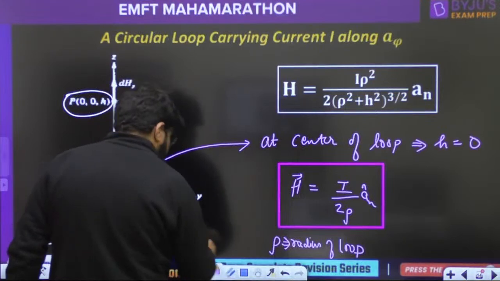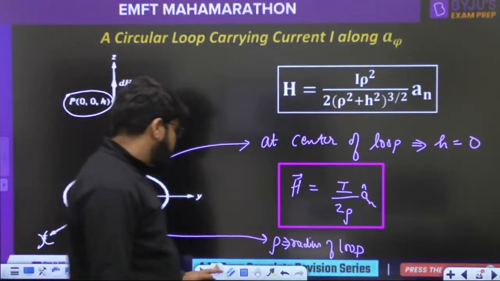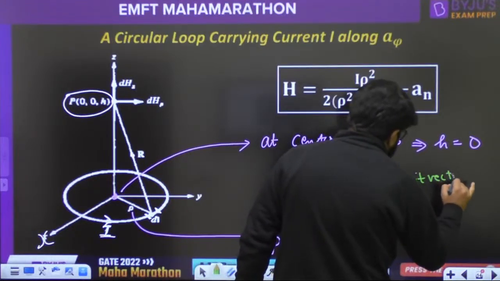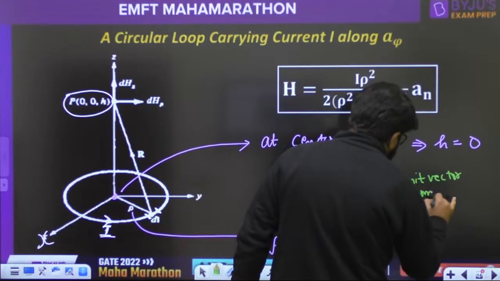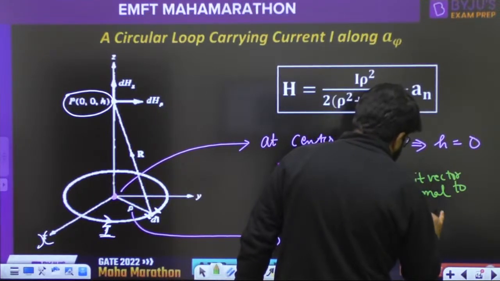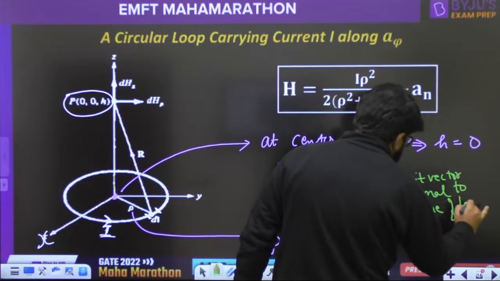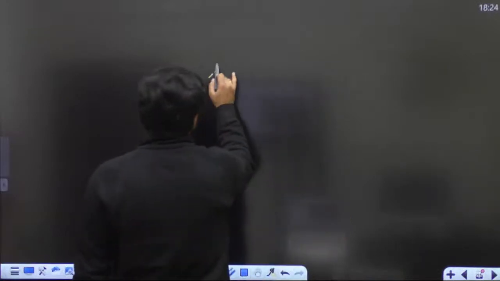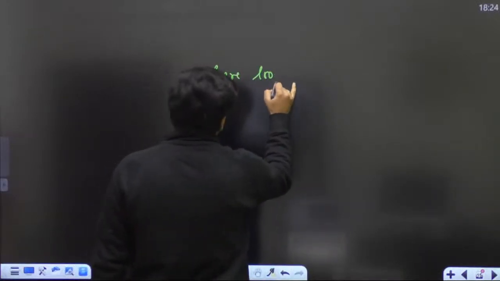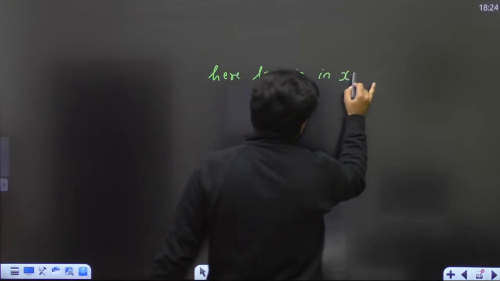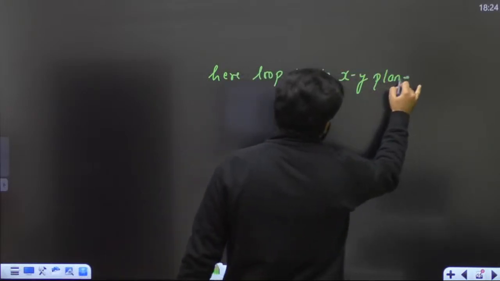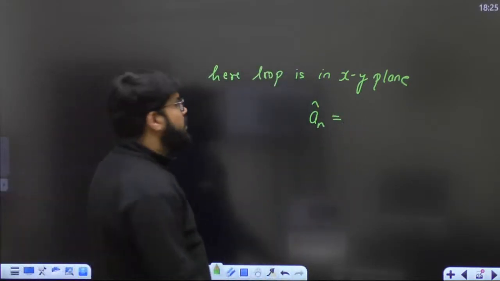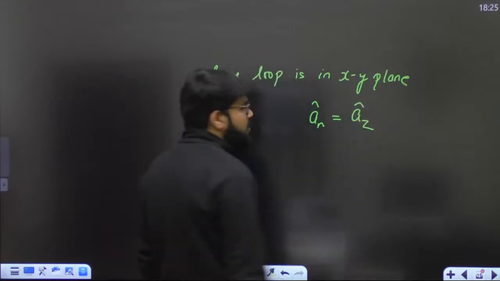Radius of the loop. This is the rho here. What is a n cap? A n cap is a unit vector normal to the plane of the loop, the plane in which the loop is there, right? So here the loop is in the xy plane, if I talk with respect to this picture. In the previous picture, the loop is in the xy plane, right? So what is a n cap? What is a vector which is normal to the xy plane? Normal to the xy plane is az.